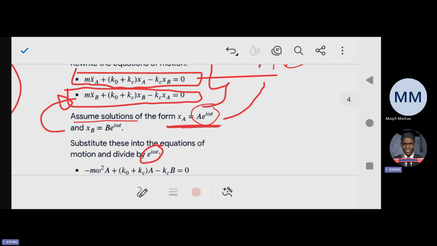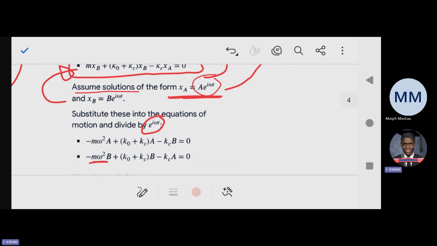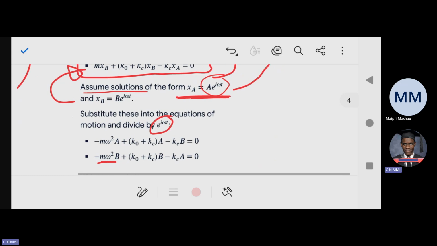But when you're substituting the derivatives into the second equation of motion for B, now we want to solve for a constant. Substitute into the equations of motion, divide by e to the power i omega t. That's what I'm saying, that in this equation, we are no longer having e to the power i omega t attached to A and B.